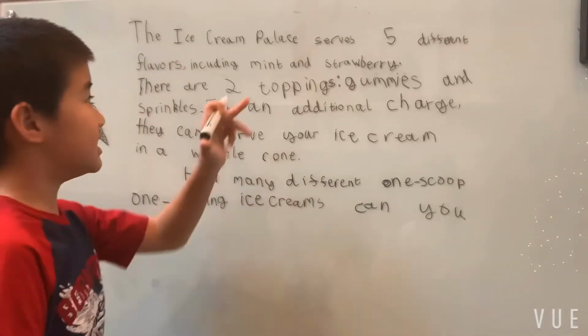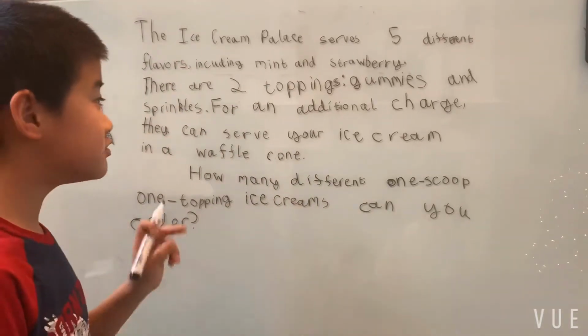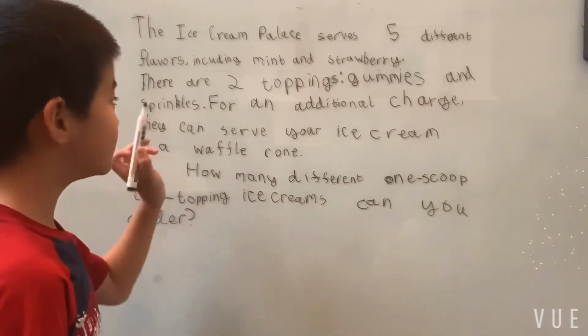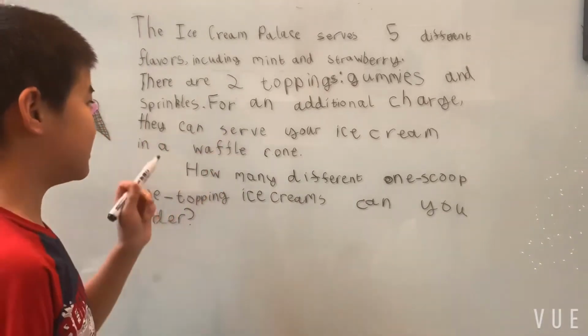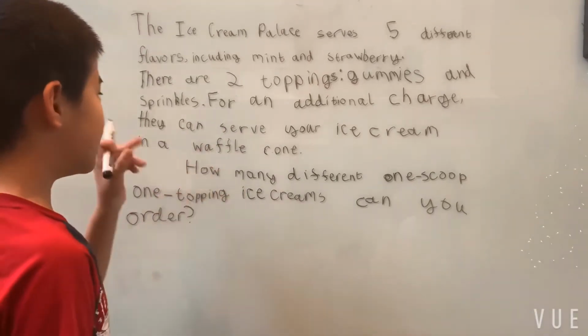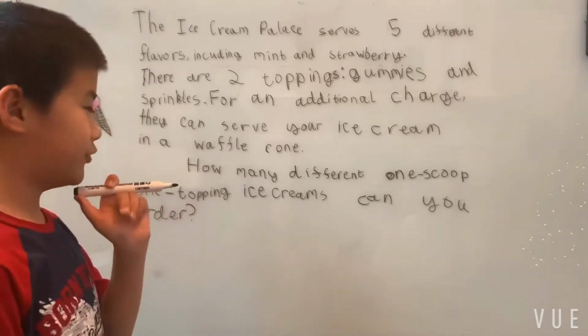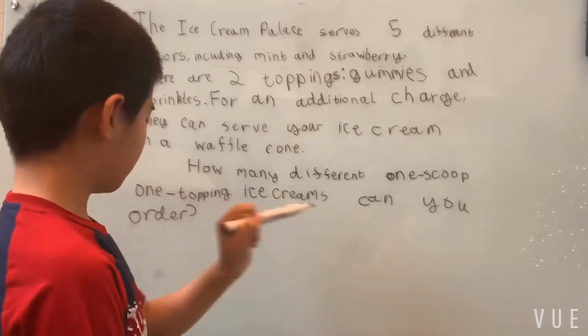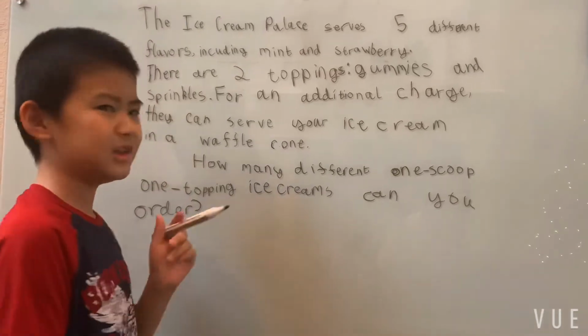The Ice Cream Palace serves 5 different flavors, including mint and strawberry. There are 2 toppings, gummies and sprinkles. For an additional charge, they can serve your ice cream in a waffle cone. How many different 1-scoop, 1-topping ice creams can you order?